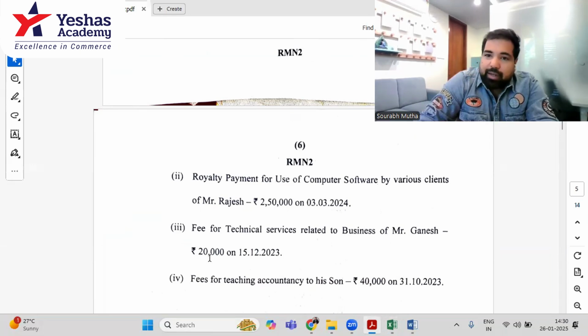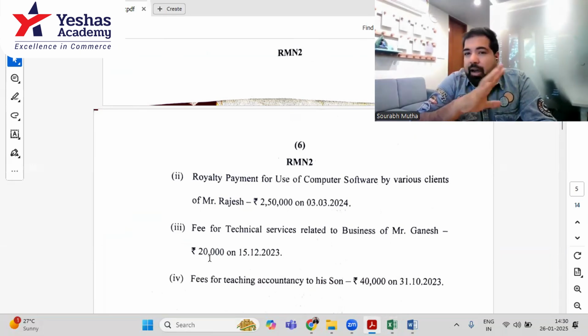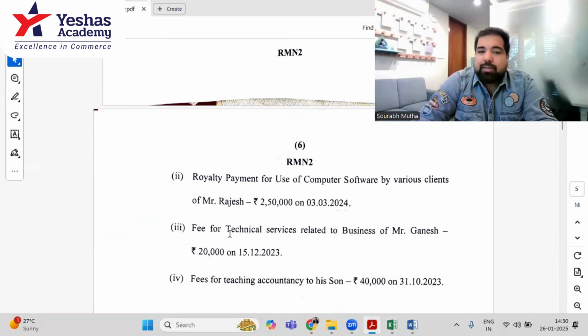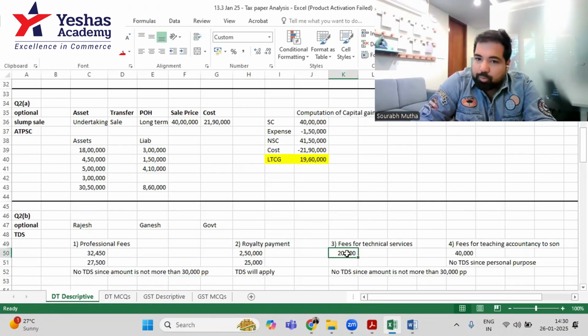And this has to be seen per category. If you remember the shortcut PTNRD for professional fees, this is T, technical services. In this case, there will be no TDS. Otherwise, it would have been at the rate of 2%.